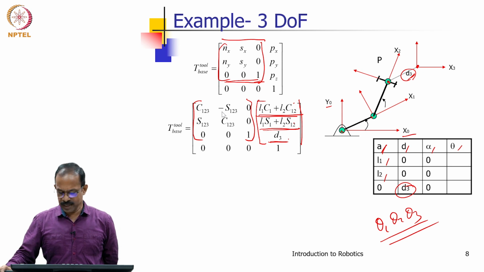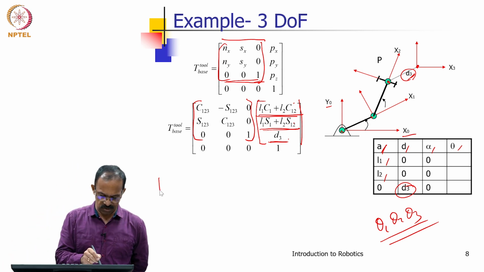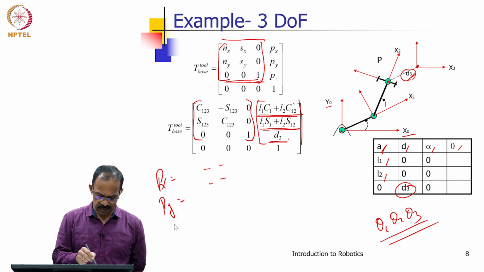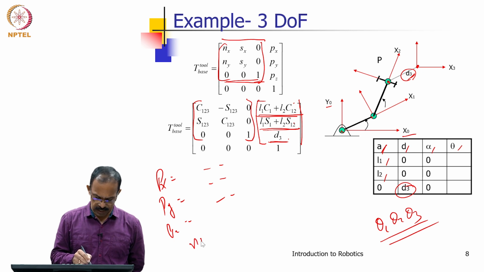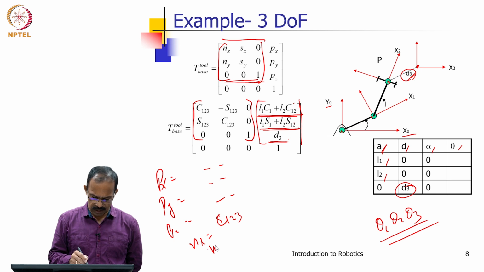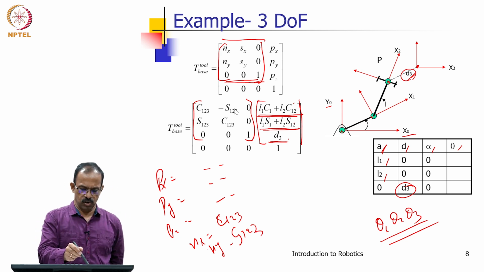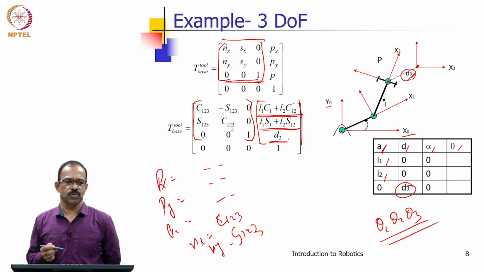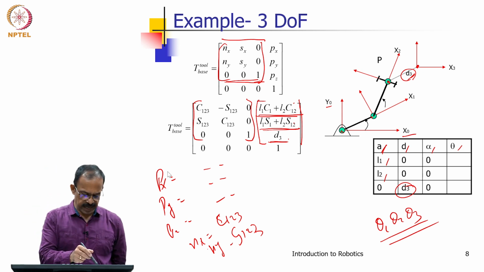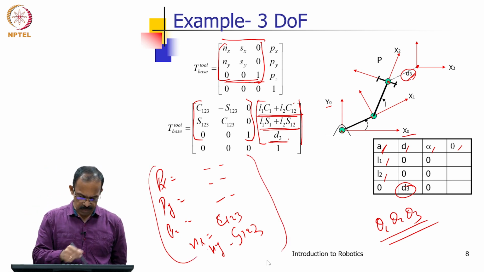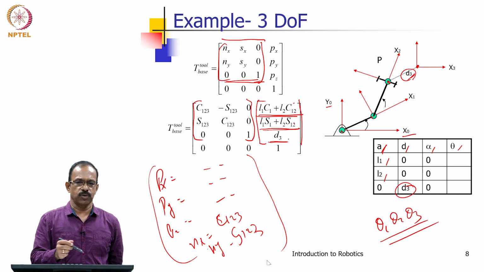And we will write this relationship now. So, Px is equal to this, Py is equal to this, Pz is equal to this, and then Nx is equal to C123, Ny is equal to S123, etc. Okay. And similarly Sx is equal to minus S123, Sy is equal to C123. So, this way we will write this relationship and then we will try to solve it.